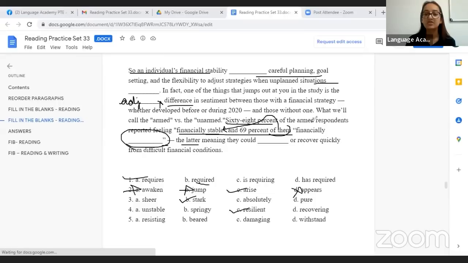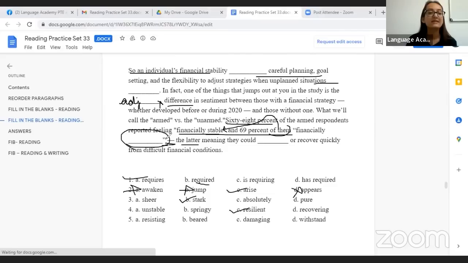resilient, financially resilient. And resilient is a very common word. Coming in blanks, resilience is the ability to bounce back from whatever negative has happened in your life. Emotional resilience, financial resilience. That means if you have faced something like a financial crisis, you can come back, you can come over that. That is financial resilience. So please read the sentences completely.